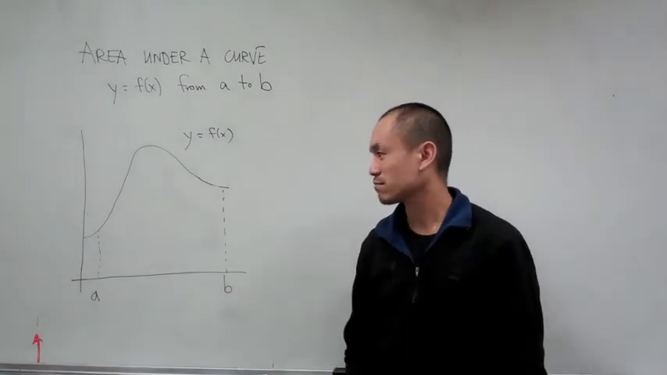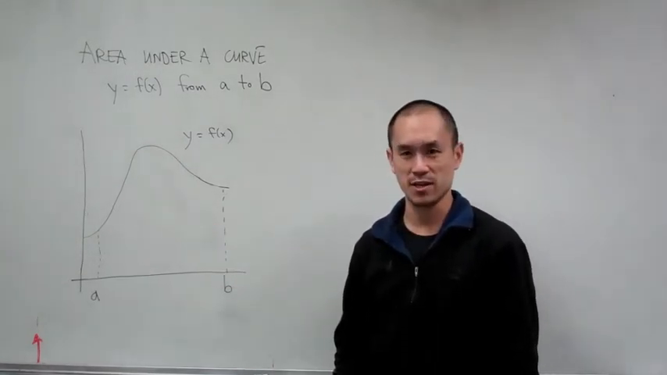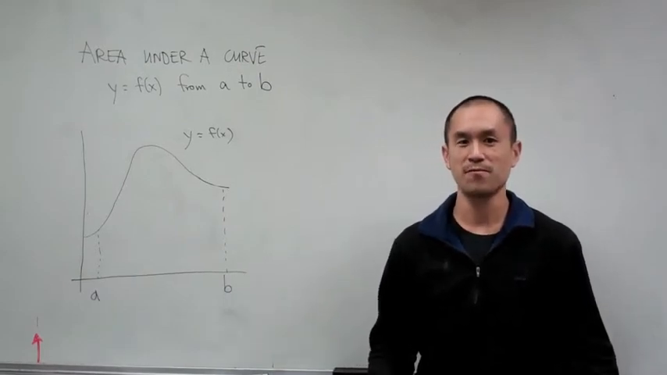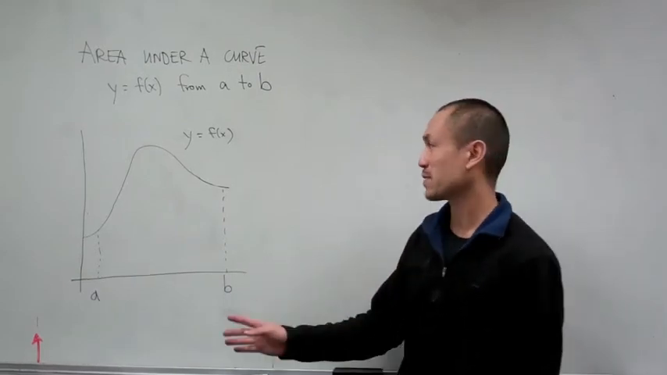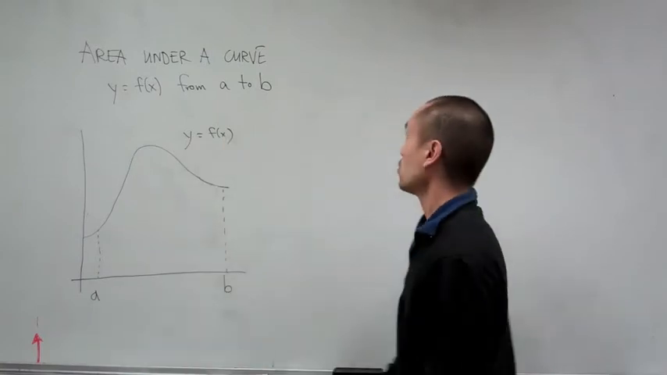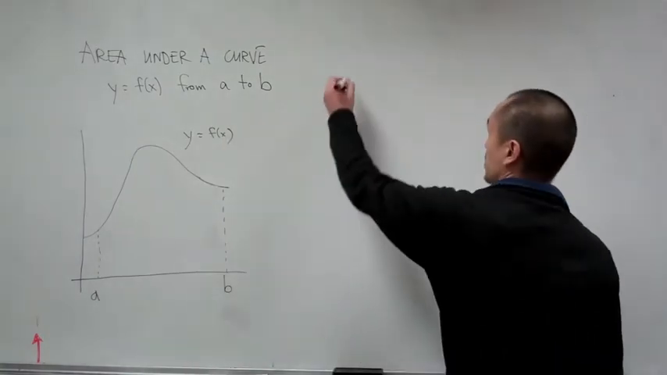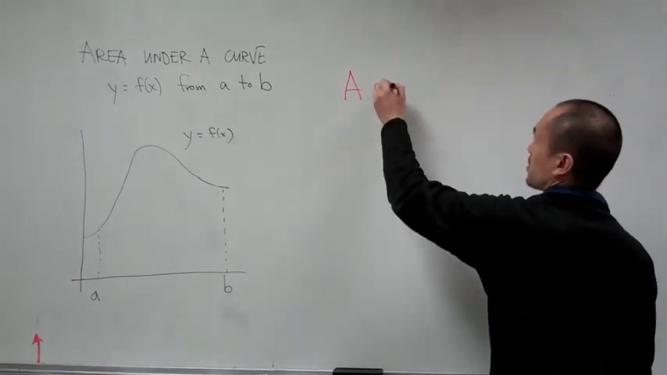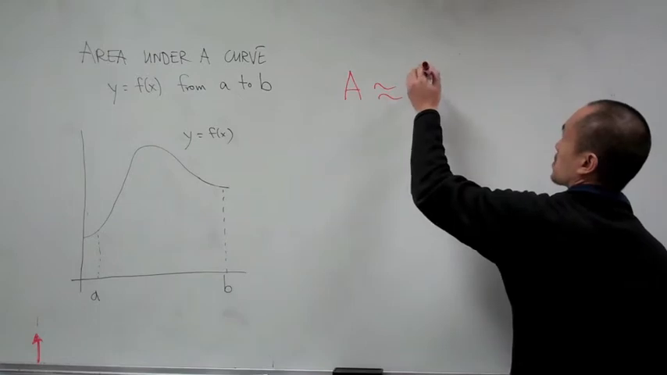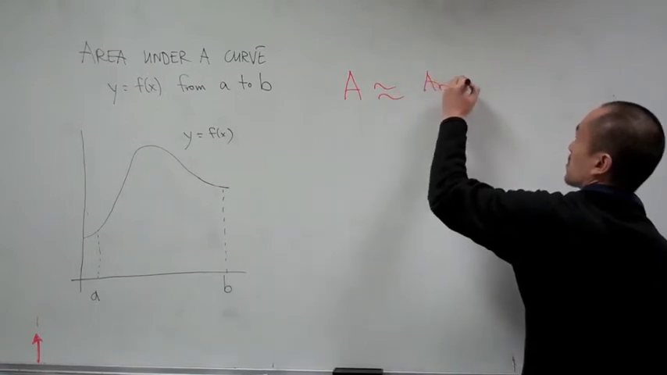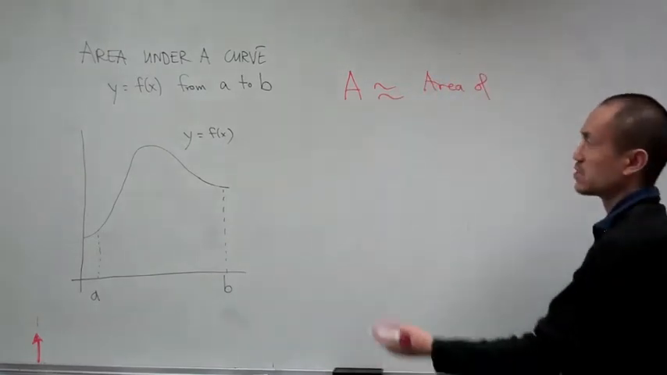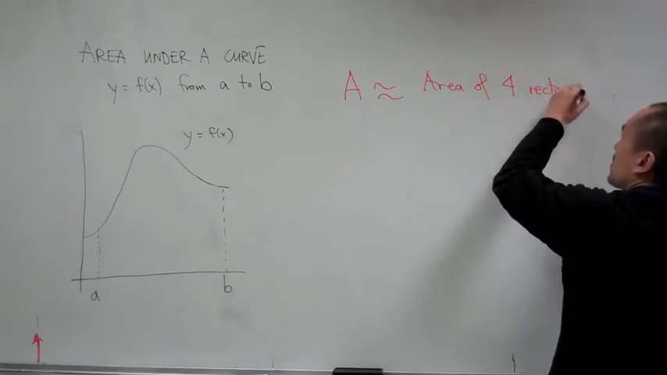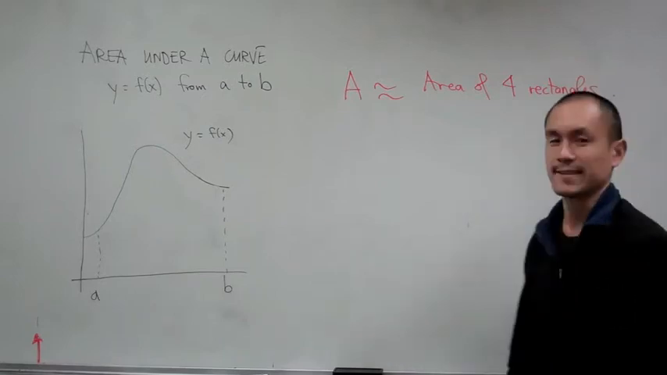Let's try to figure out how that would work in this particular scenario. And let's do something very simple. Let's just use four rectangles to approximate the area under the curve over here. So if I call the true area A, I'm going to approximate A with the area of, in this case, four rectangles, because I can calculate the area of a rectangle easily.